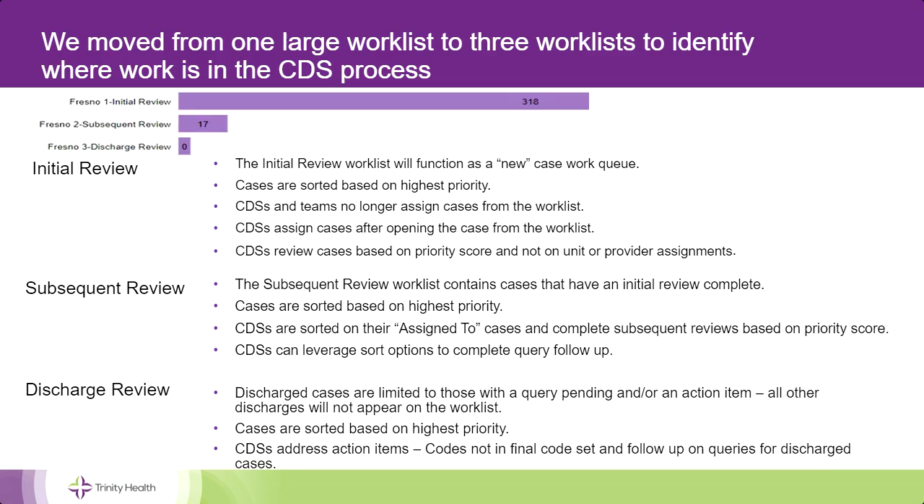That one large work list had included all of our new cases, subsequent cases, discharge cases. It was pretty cumbersome. It was difficult to get a count of how many new cases we had, where the work was. So you can see that we have 3 work lists now: the initial review, subsequent review, and discharge review. Our initial review work list now functions like a new case work queue. The cases are sorted based on the highest priority score, and the teams no longer assign cases from this work list.